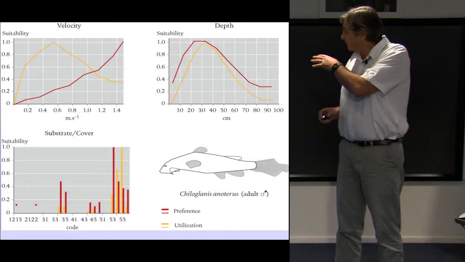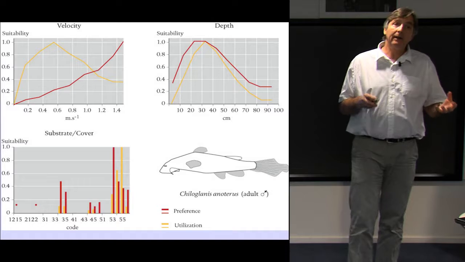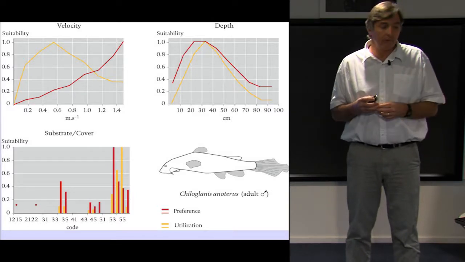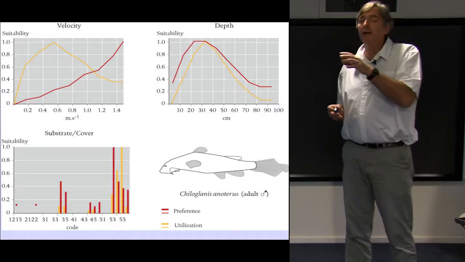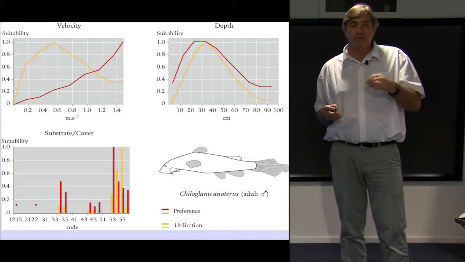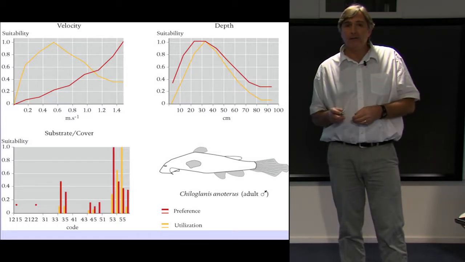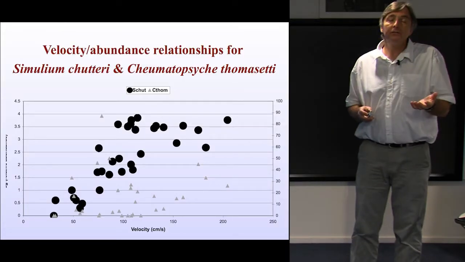So this habitat preference was constructed by electrofishing and catching about 150 to 200 examples of these fish, and then measuring the velocities, the depths, and the substrate types where they were caught, and characterizing their habitats in those terms.